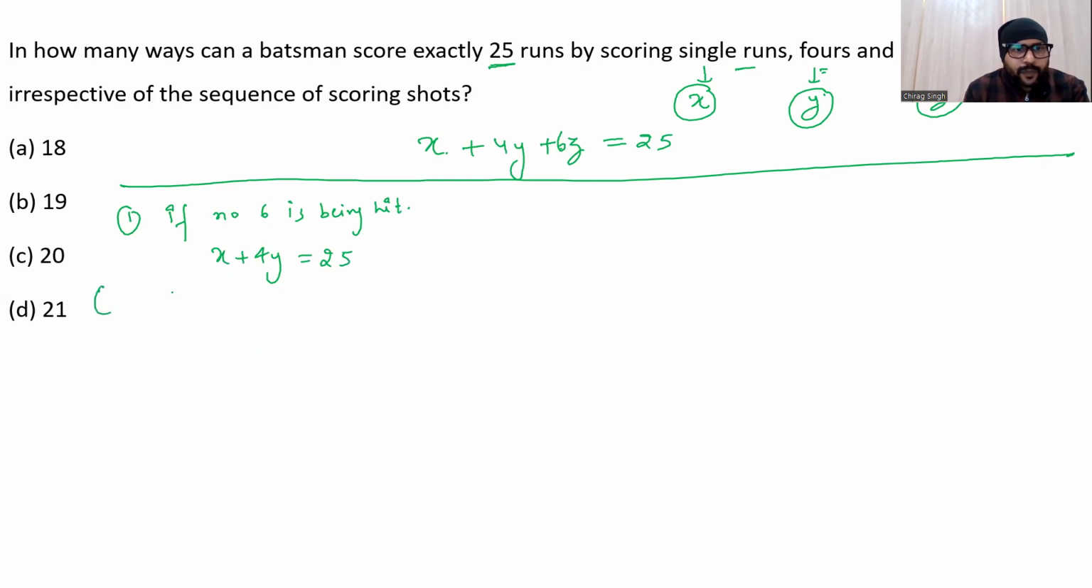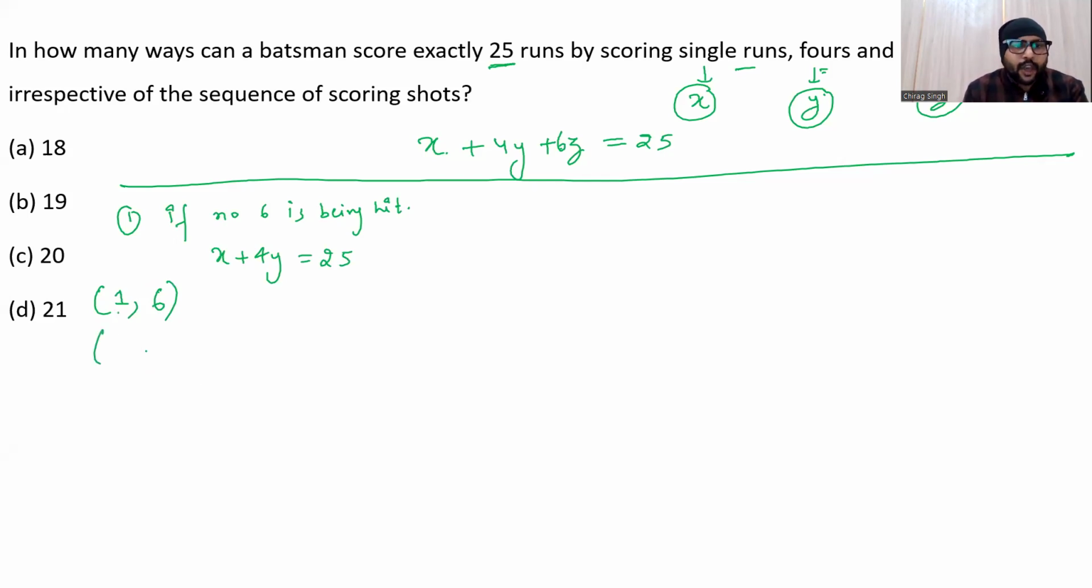How can I score these runs? Let's say I took one single. Okay. If I took one single, how many runs are remaining? 25 minus 1, 24. These 24 runs I have to score by hitting fours. So to score 24 runs by hitting 4, how many fours I have to hit? बताइए. 6 fours exactly. So this is the first case. I can hit 6 fours and 1 single. समझे बात को बेटा? ठीक है.